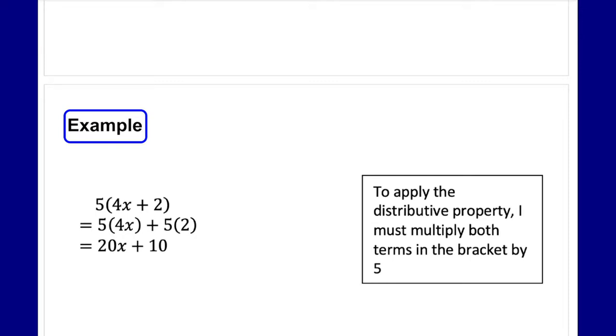So because 5 is multiplying multiple terms, or a polynomial, this 5 has to multiply the 4x, and it has to multiply the 2. So it's multiplying both terms. So again, to apply the distributive property, I must multiply both terms in the bracket by 5, which we see in the second line. And then we simplify it, 20x plus 10. So that's the simplified answer. I've expanded or multiplied and then simplified.